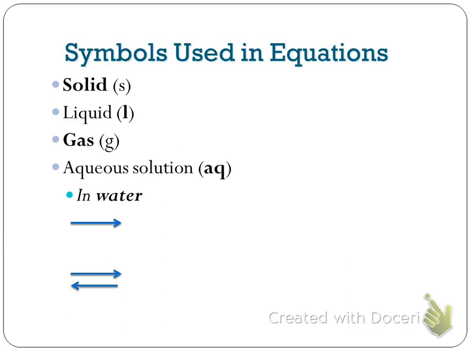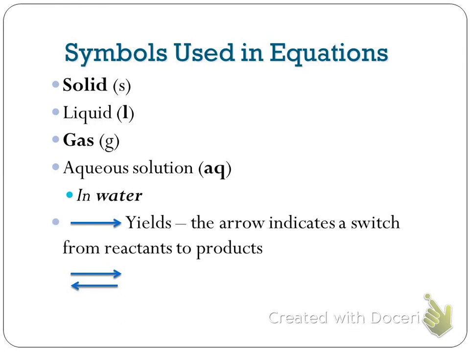Okay? A single arrow, like the one shown here, what does that usually mean? Yeah, it yields, or it produces, or it equals, right? Some people say equals. But a single arrow, really, I want you to think of it as yields, right? It produces. Okay, so it indicates a switch from reactants to products. Right? During that time, our reaction has taken place, and now we are dealing with just products.